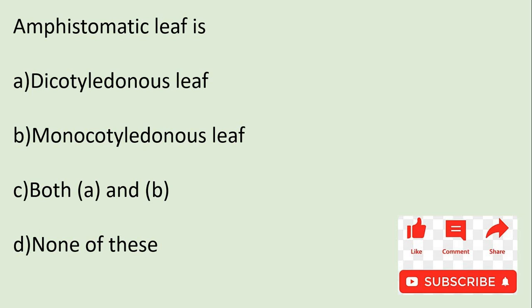Amphistomatic leaf is A. Dicotyledonous leaf. B. Monocotyledonous leaf. C. Both A and B. D. None of these.